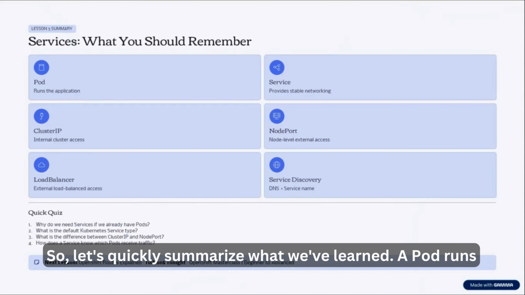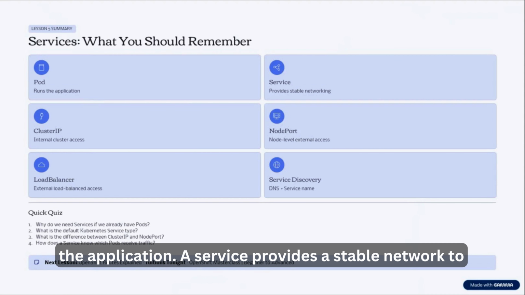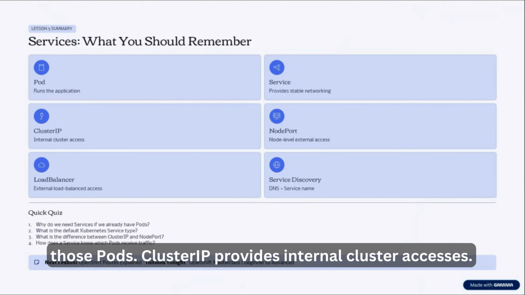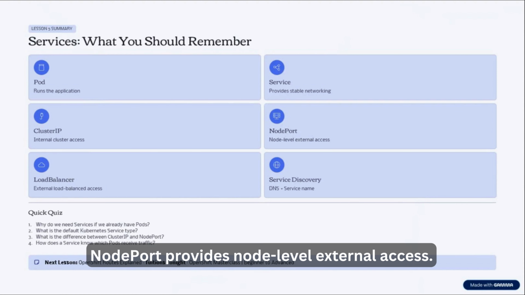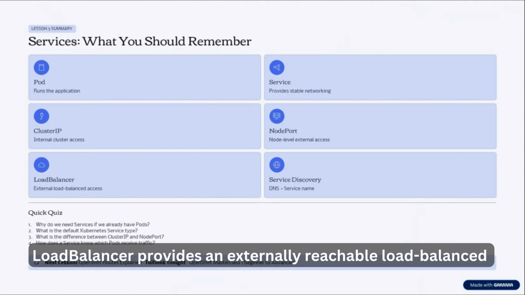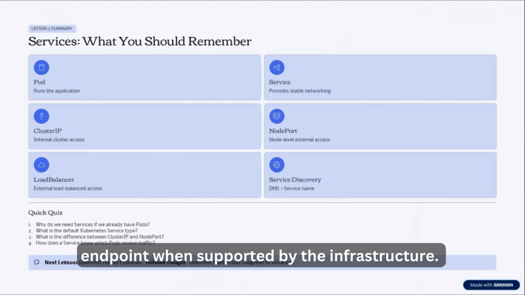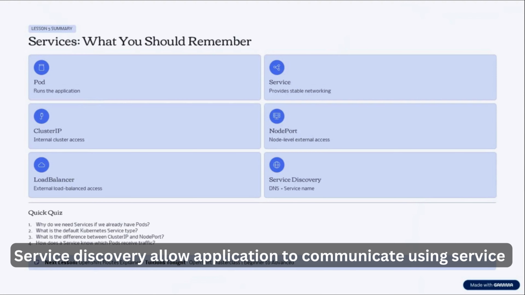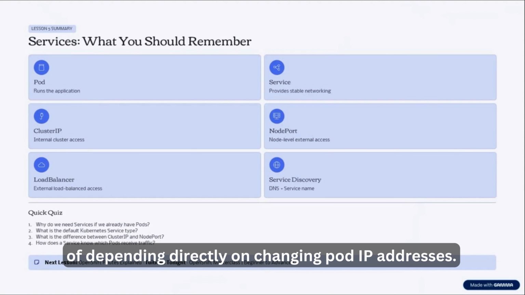So let's quickly summarize what we have learned. A pod runs the application, a service provides a stable network endpoint to those pods, ClusterIP provides internal cluster access, NodePort provides node level external access, and LoadBalancer provides an externally reachable load balanced endpoint when supported by the infrastructure. And service discovery allows applications to communicate using service names instead of depending directly on changing pod IP addresses.